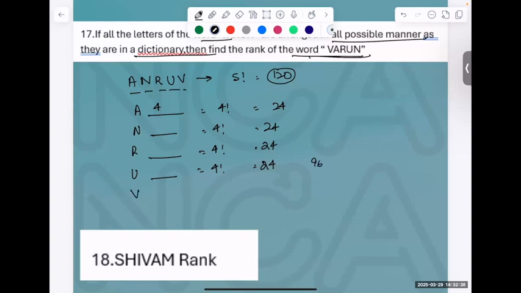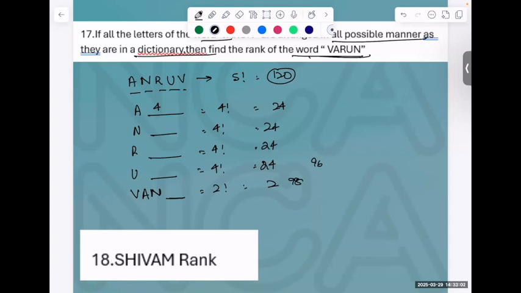V के बाद कौन सा alphabet आता है, A. V के बाद क्या आता है, A. फिर आएगा N. N we don't need. We need R. So N में आगे कितना बच गया, 2 alphabets. 2 alphabets का 2 factorial, that is 2. What's the rank till here, VAN 98. Till this part is clear.